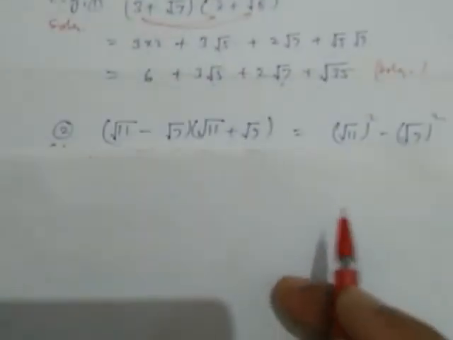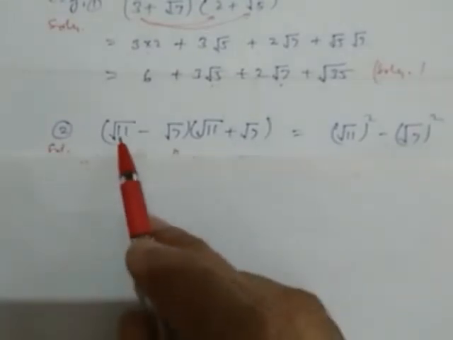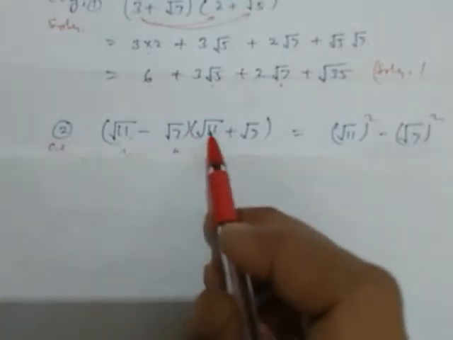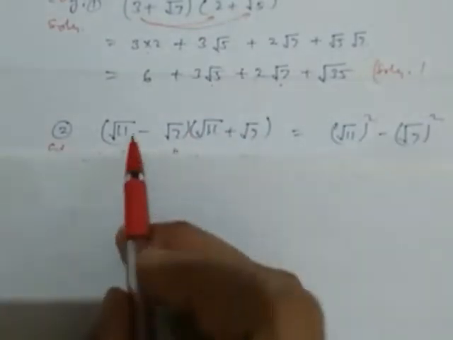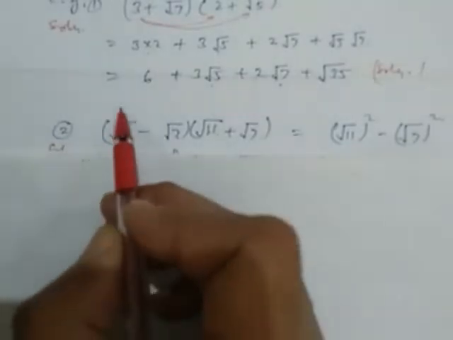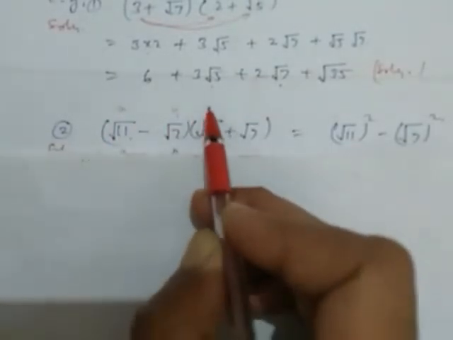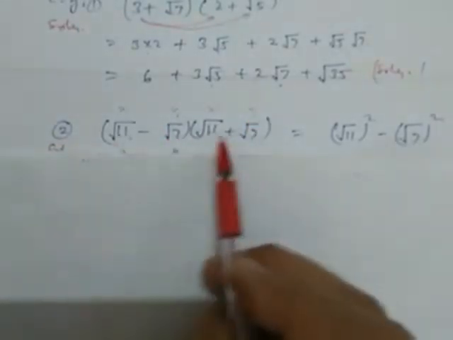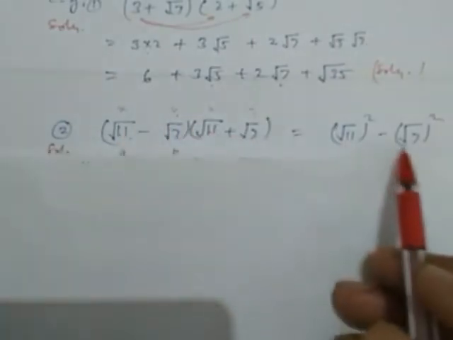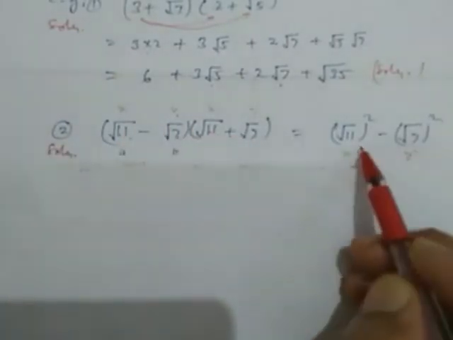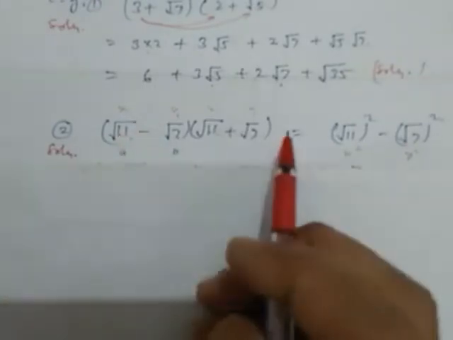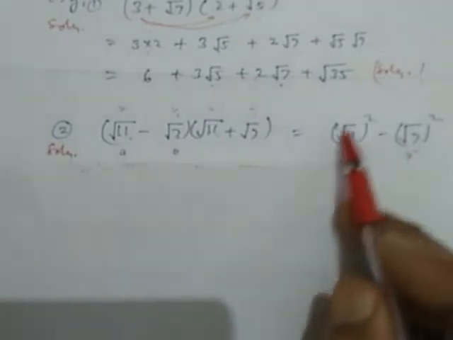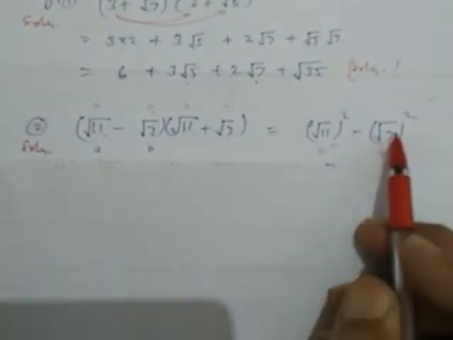Now we take one more example. Root 11 minus root 7 into root 11 plus root 7. Here check, this is X, this is Y, this is X, this is Y. So X minus Y, X plus Y. This is our identity. So this becomes X square minus Y square. So we put the square of this. Either take XY or take AB, then you get A square minus B square. This is our value of the identity.